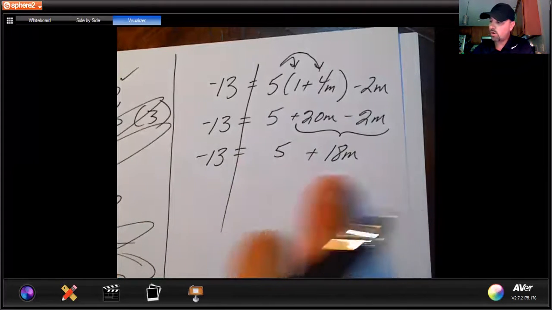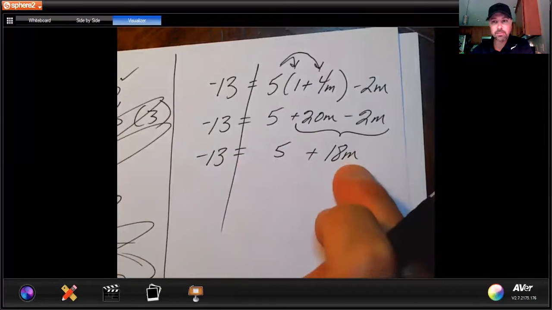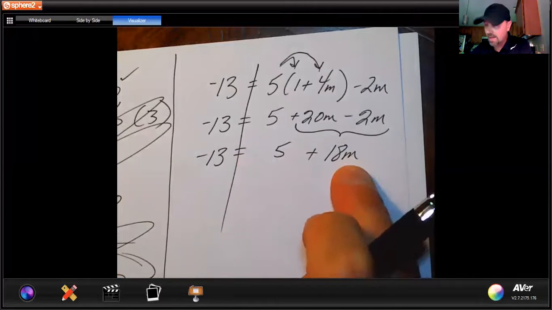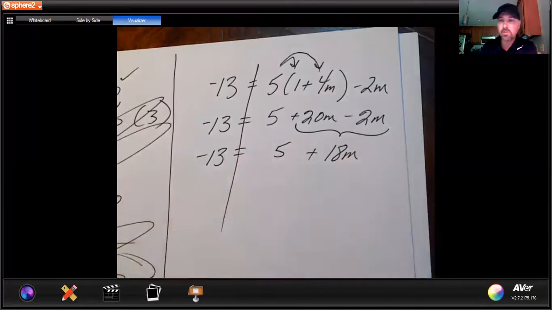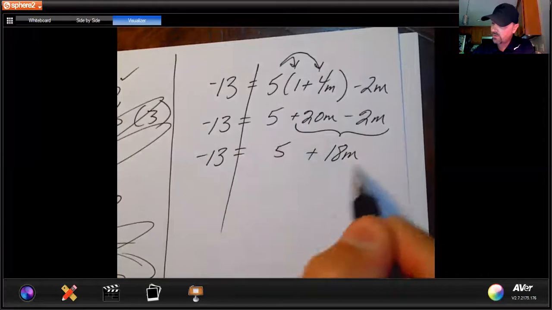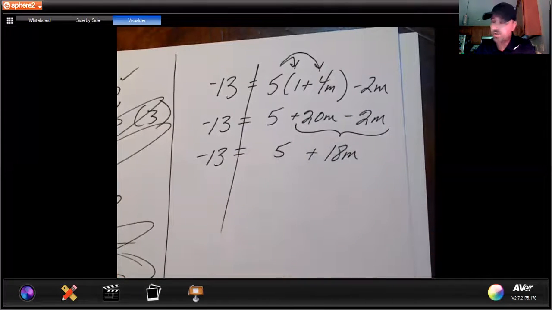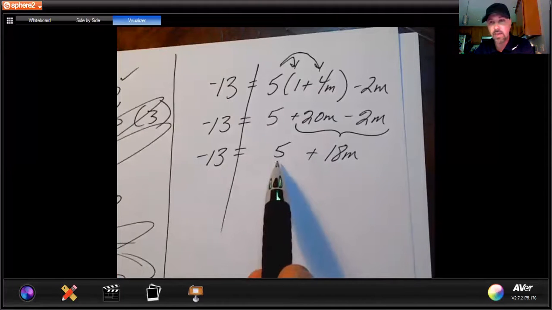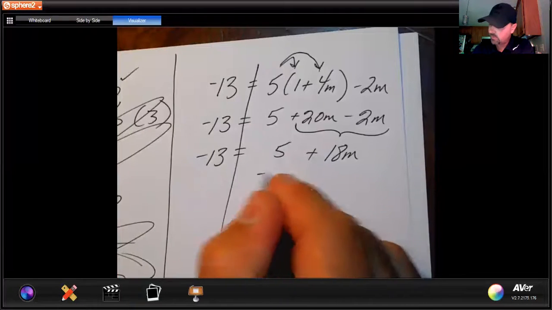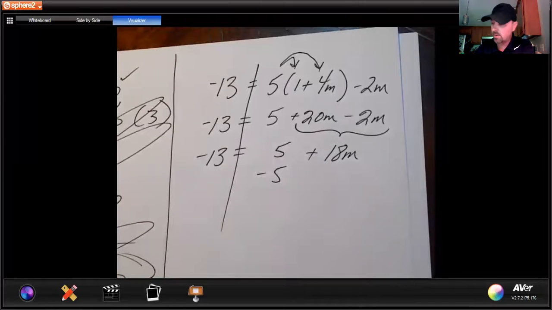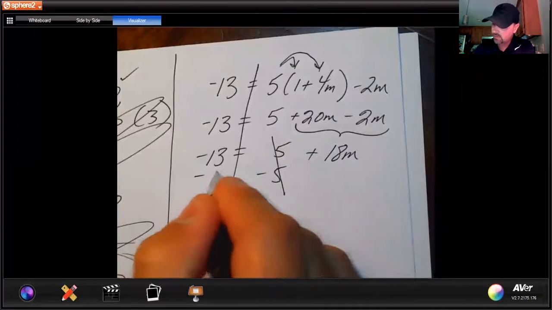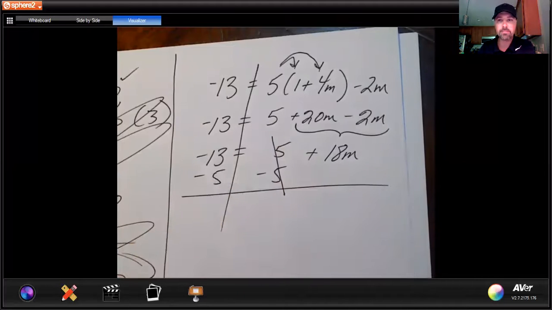Remember our goal: isolate the variable, keep it balanced. Okay, as we do something to one side, you must do it to the other. So we're going to start on this side where the variable is, and we're going to start with addition or subtraction, as long as we can get to it, and in this case we can. There's 5, so I'm going to take 5 away. I want to eliminate that. Keep it balanced, take 5 from the other side.